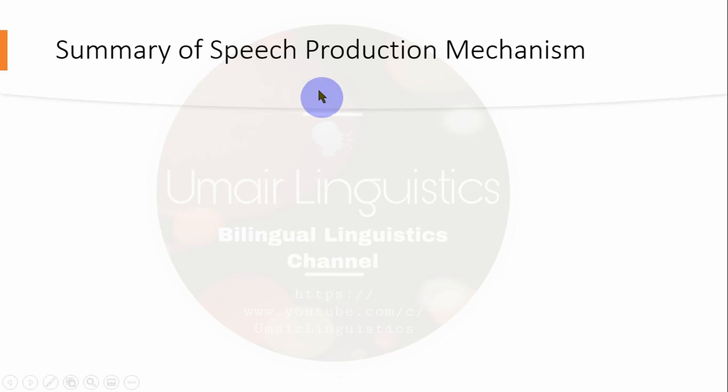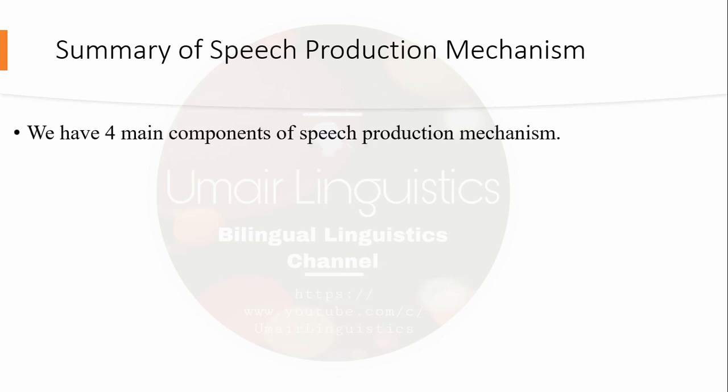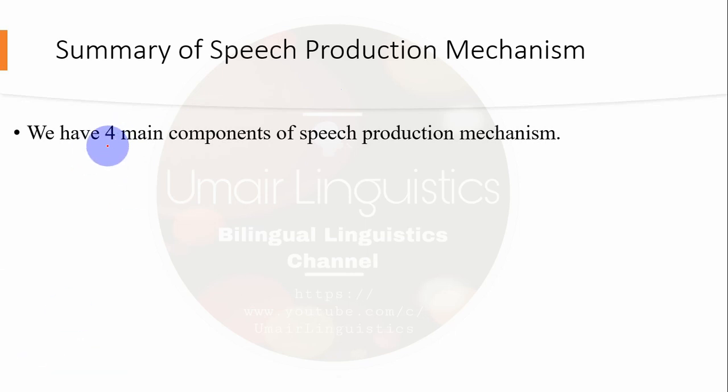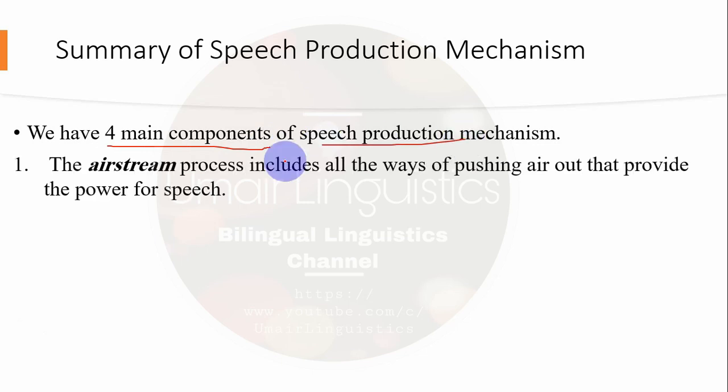Now look at the speech production mechanism, the summary of the speech production mechanism. So actually we have four main components in the speech production mechanism. And first of all, the airstream. So the airstream process includes all the ways of pushing air out that provide the power for speech. So how we are pushing air out of our mouth, this is called the airstream process.